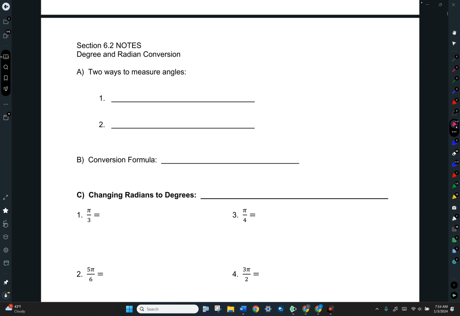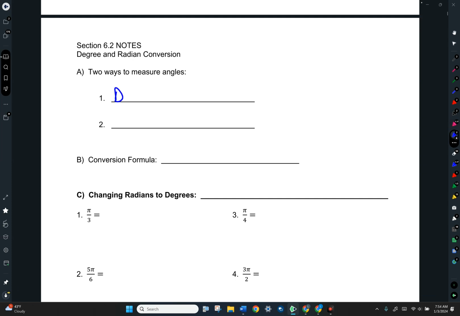Okay, so this is section 6.2 for pre-calculus. In 6.1, we talked about drawing angles. We always talked about degrees. It might have been a positive degree or it might have been a negative degree. Well, there's actually two different ways to measure angles, not just degrees like we did in the last section.